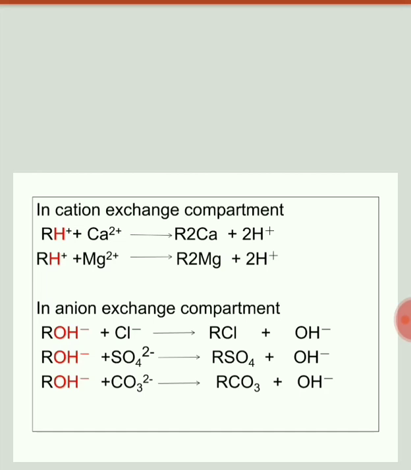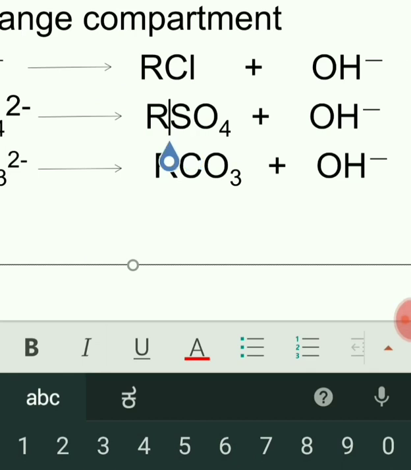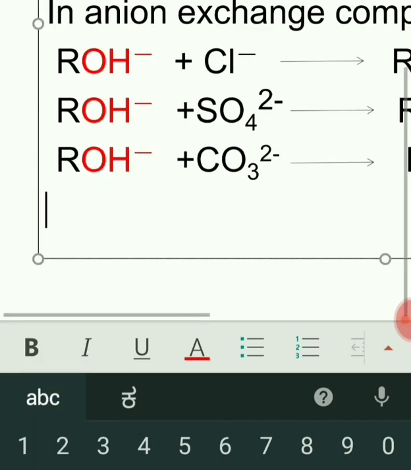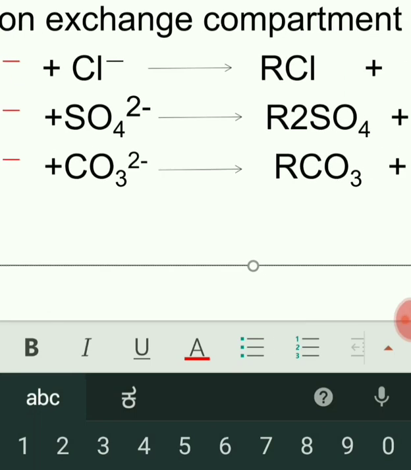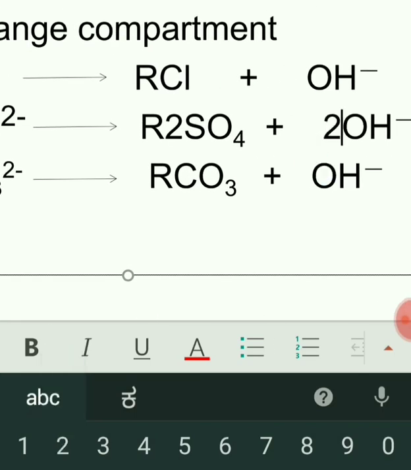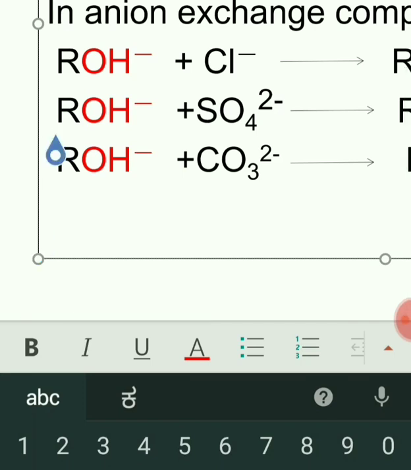ROH minus plus SO4 2 minus. OH minus is a replaceable group. It is replaced by SO4 2 minus. So is the valency satisfied? The product is RSO4 plus OH minus. Valency is not satisfied because R plus, OH minus; here it is SO4 2 minus. So it should be R2SO4 plus 2 OH minus. Balance the equation.